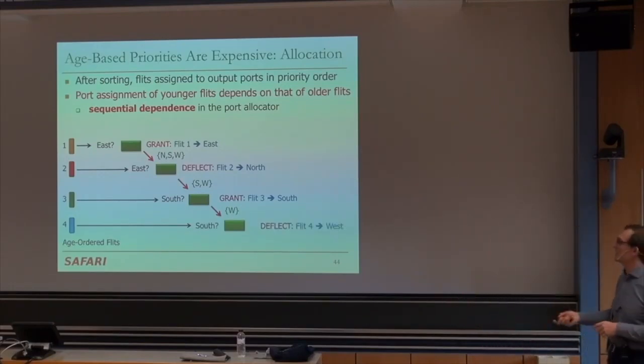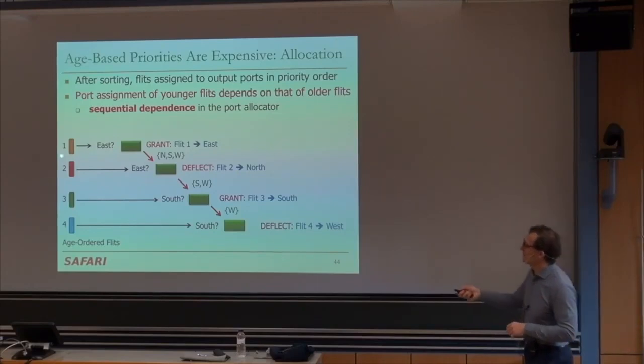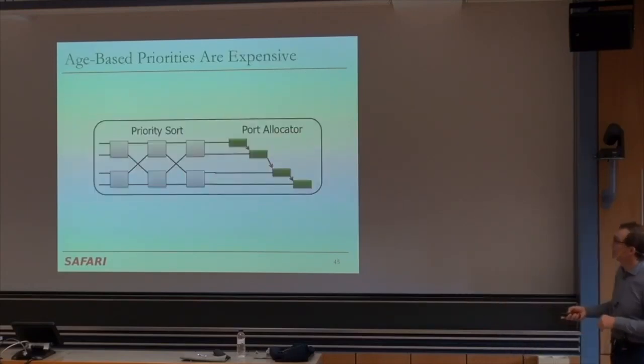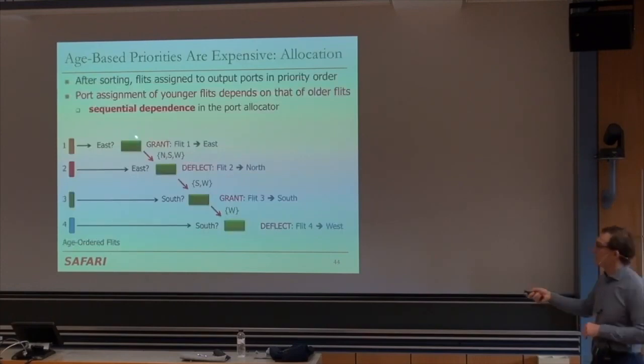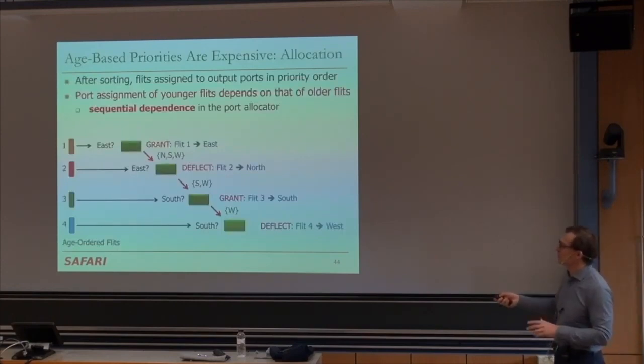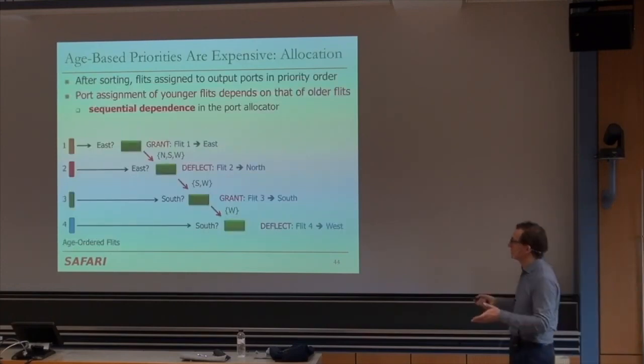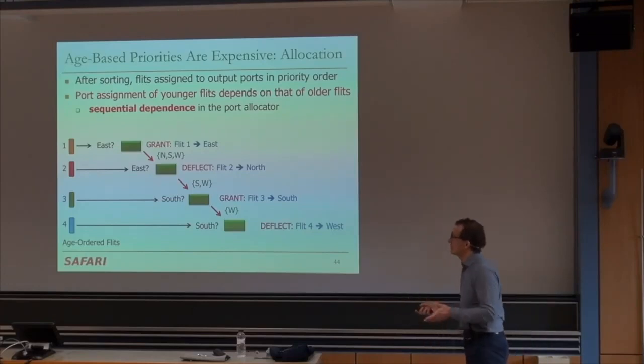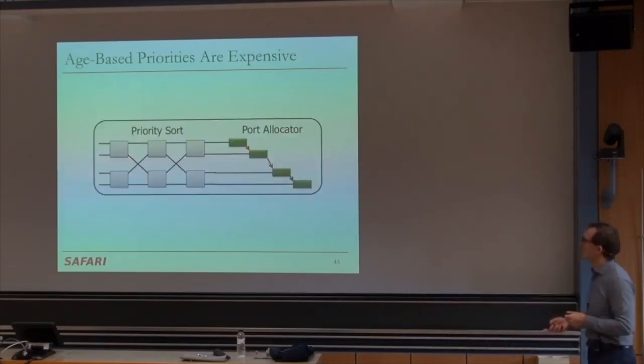So essentially, in this case, 2 flits are deflected. But the deflection decision is dependent on the previous allocation that you do. Because you have availability of ports, and you basically need to send stuff to ports that they don't want to be sent to in a bufferless network.